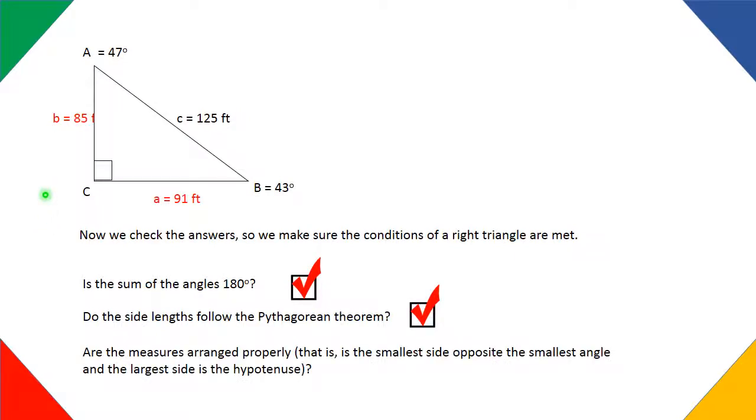And finally, are the measures arranged properly? The smallest angle here is 43, so it should be opposite the smallest side, and it is. C should be the longest side because it's the hypotenuse, so that checks.